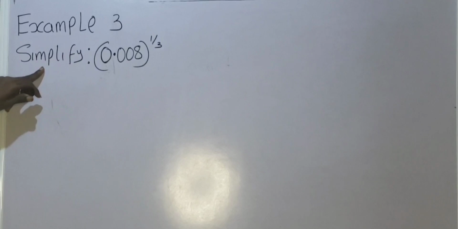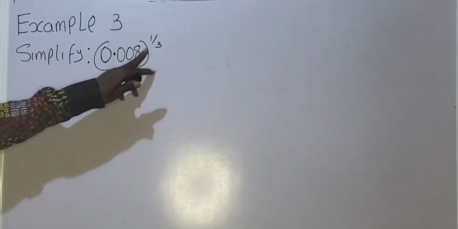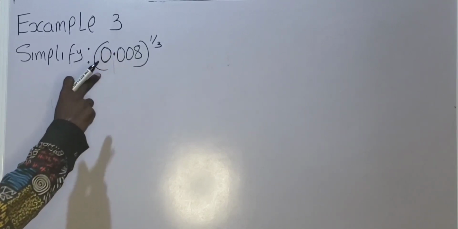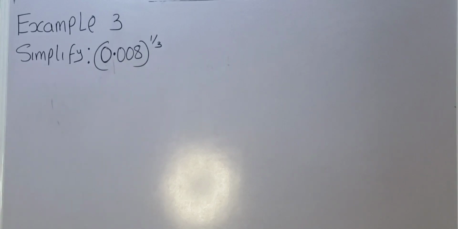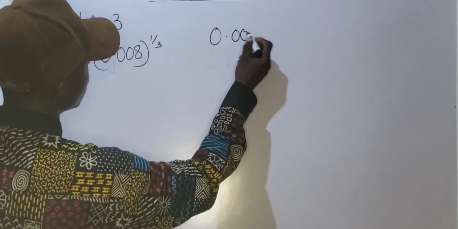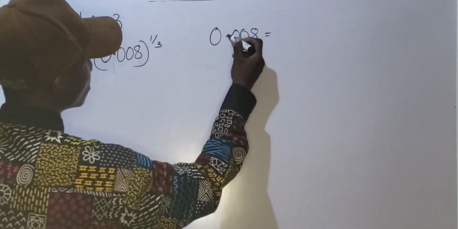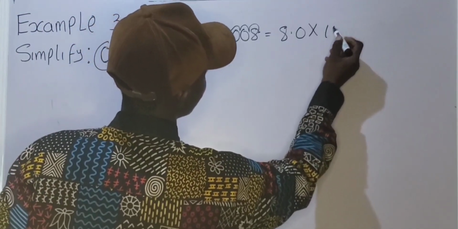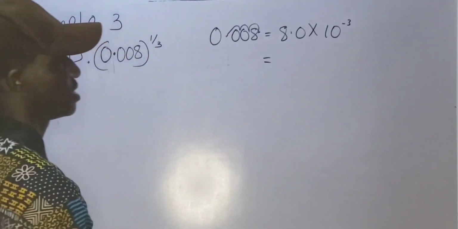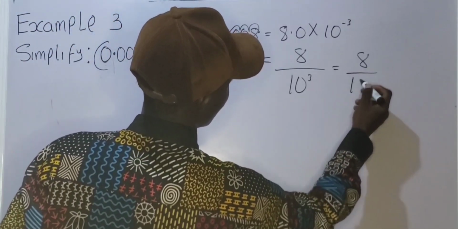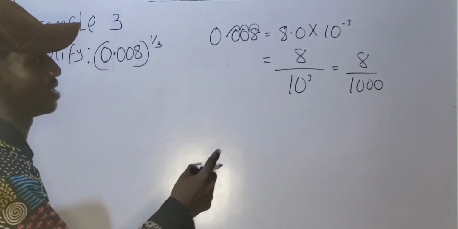Example 3. Simplify 0.008 raised to the power of 1 all over 3. To solve this question, to simplify this, first change 0.008 to a fraction. Are you getting it? I want to express this in standard form. That is, 0.008 will be equal to what? 1, 2, 3. So I'm going to have 8.0 multiplied by 10 raised to the power of minus 3. You understand? So that will be what? 8 over 10 raised to the power of 3. That is 8 over 1000. Do you understand?